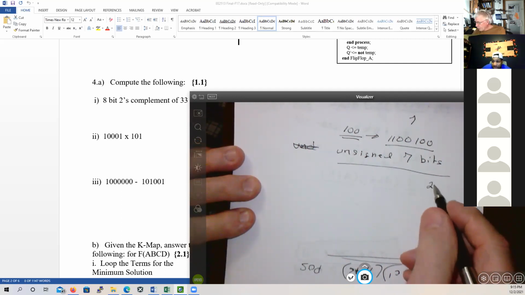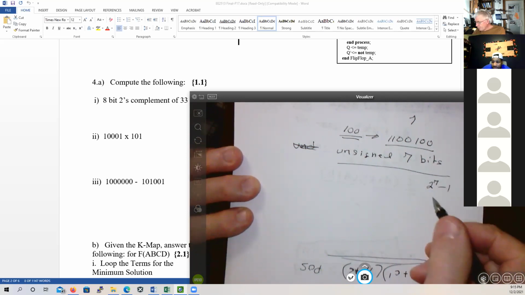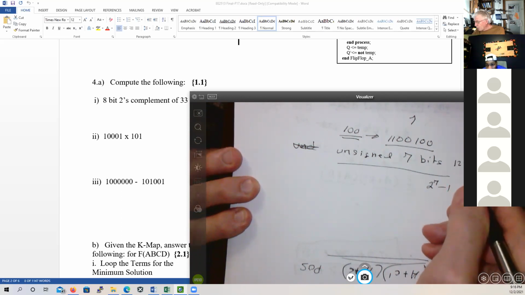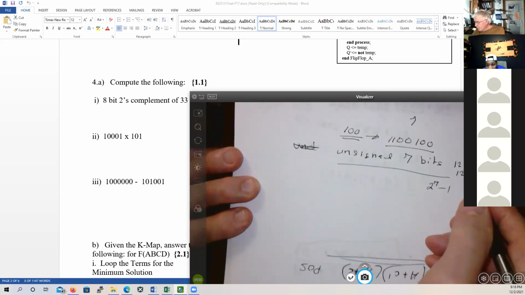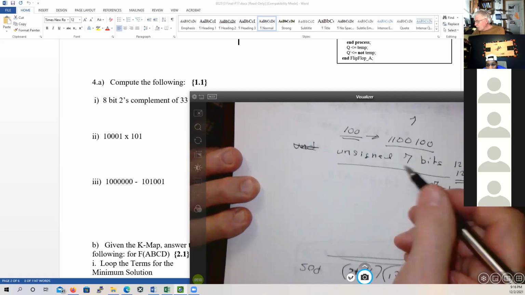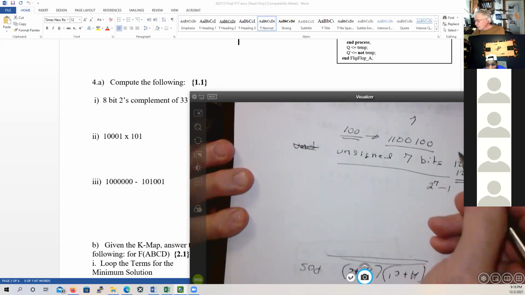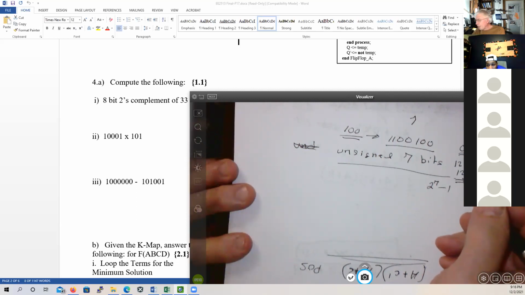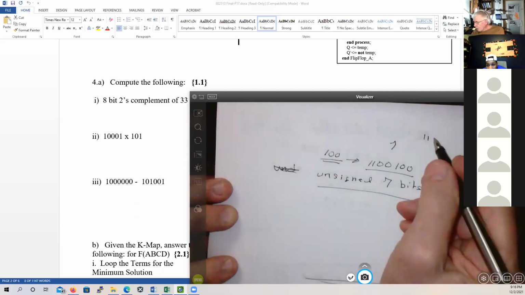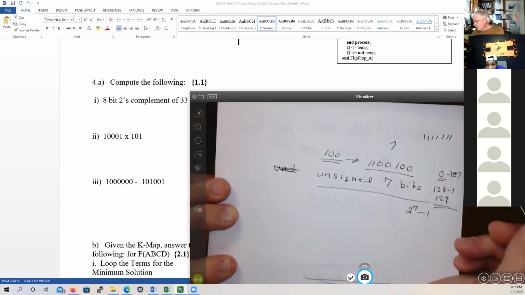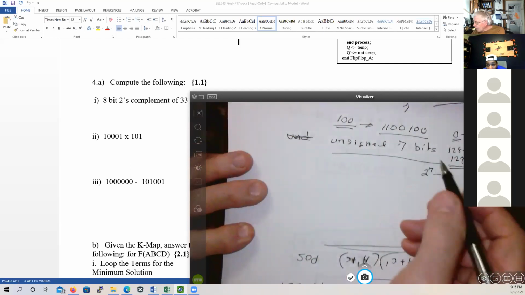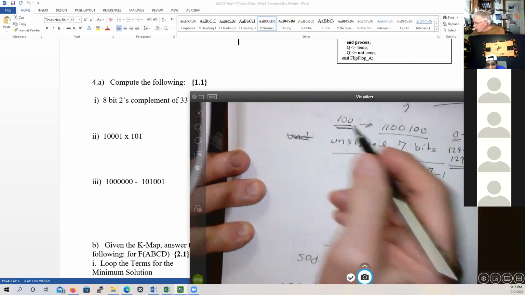So 2 to the 7th minus 1 because... 127. 128. Yeah, it's 128 minus 1, or 127. To represent 128, you need 8 bits actually, because you have 0 to 127. So you can represent 127 different things, but you have to count 0. So the biggest number is 127, and that would be 1111111. That's 127.